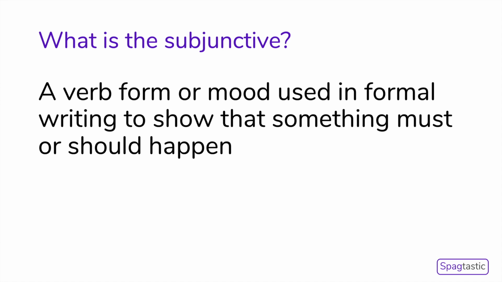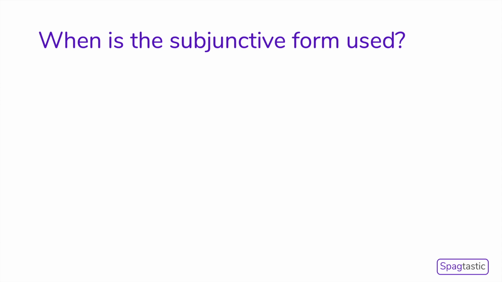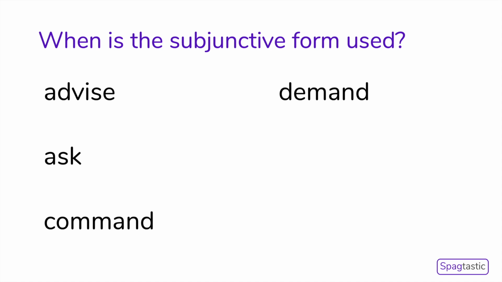The subjunctive is a verb form or mood that is used in formal writing to show that something must or should happen. The subjunctive form is used to show importance or urgency. For example, when we are advising, asking, commanding, demanding, proposing, or requesting.